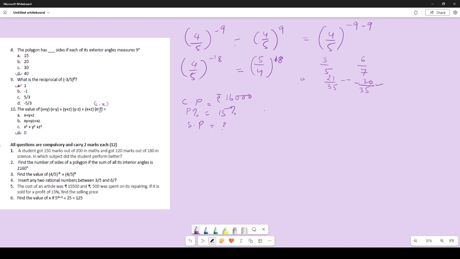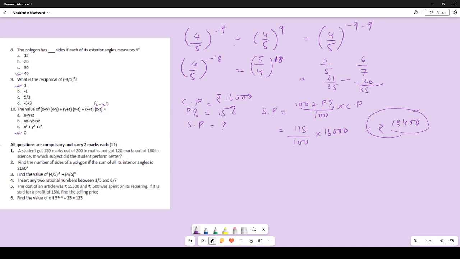So you remember the formula for selling price when profit percent is given: (100 + profit percent)/100 into CP. So when you apply this, you get 115/100 into 16,000, and when you do the calculation, it finally comes up to 18,400 rupees. That would be your selling price, right? So that should be your answer.